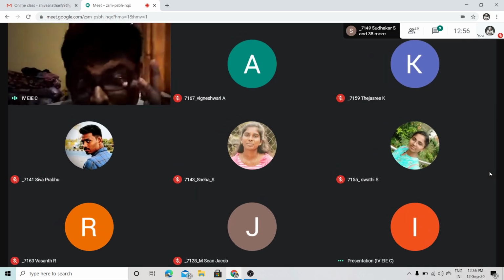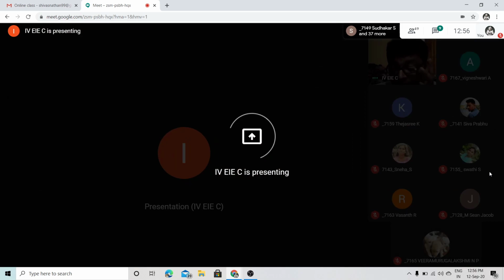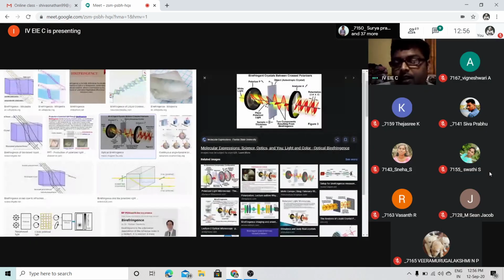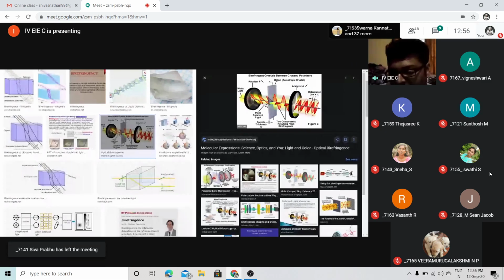So is it visible for everyone? I could show you a diagram where a light gets split into two patterns. Okay, that you can see here. Two components resulting from birefringence, they will have written.